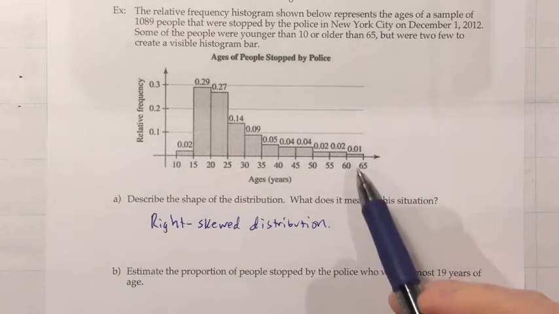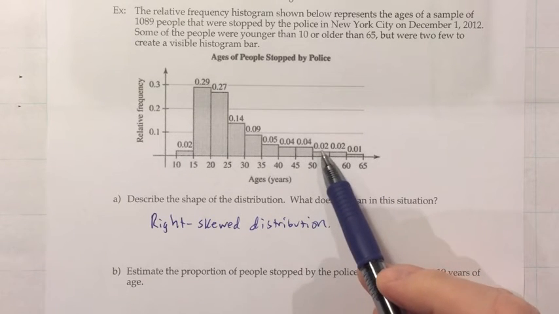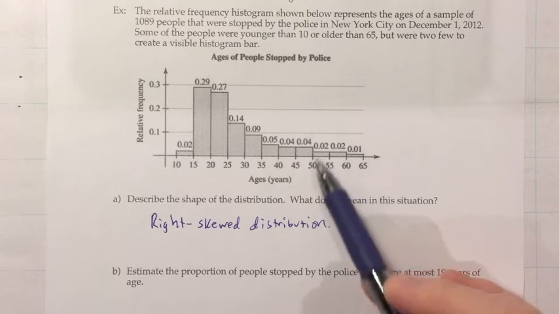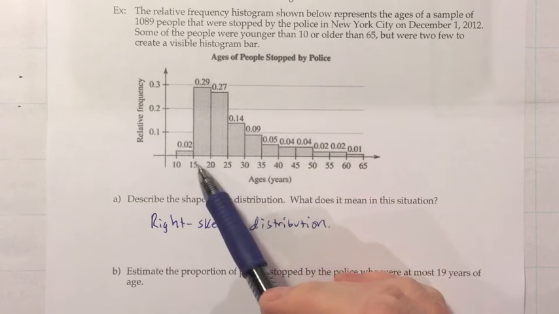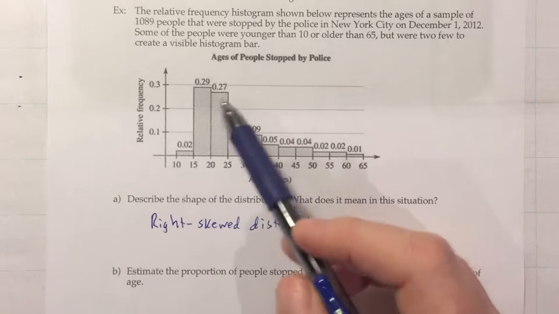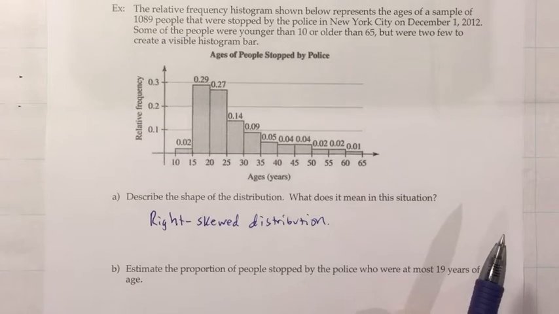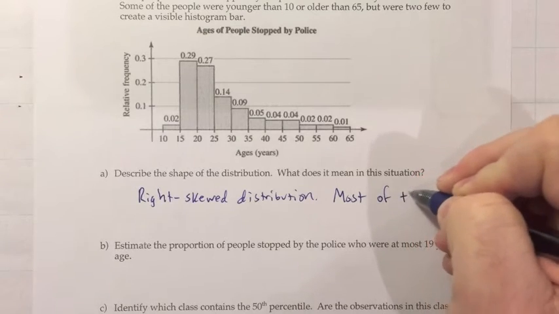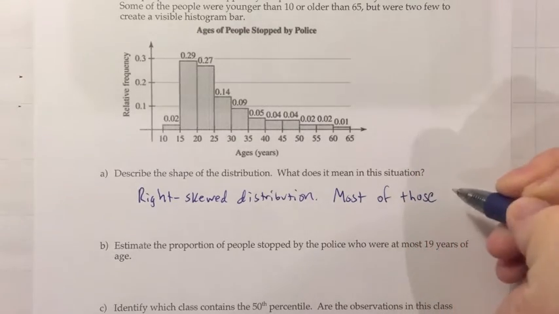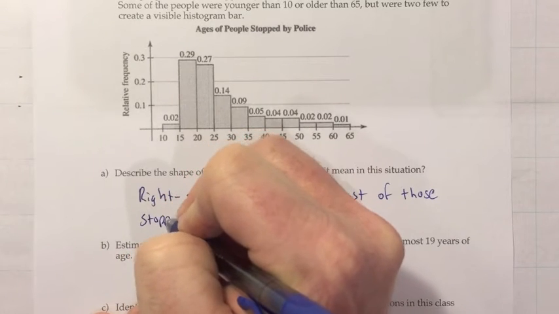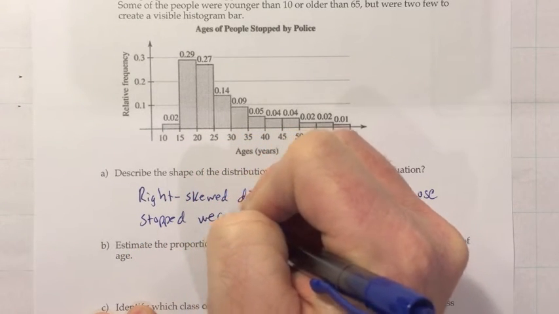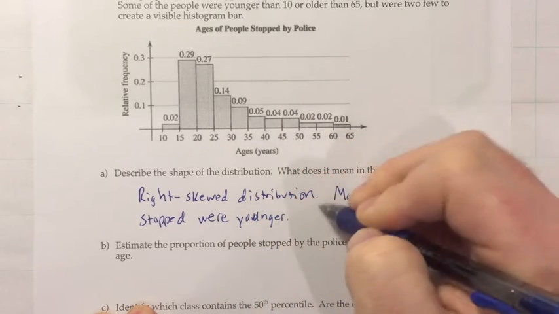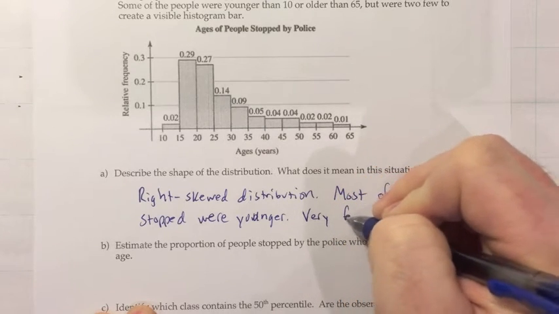So it means that because these are lower relative frequencies, it was less common for the people who were stopped to be older. Over here we have our tallest bars in the 15 to 25 range, so younger people were much more likely to be stopped by the police. So most of those stopped were younger. And very few of those stopped were older.